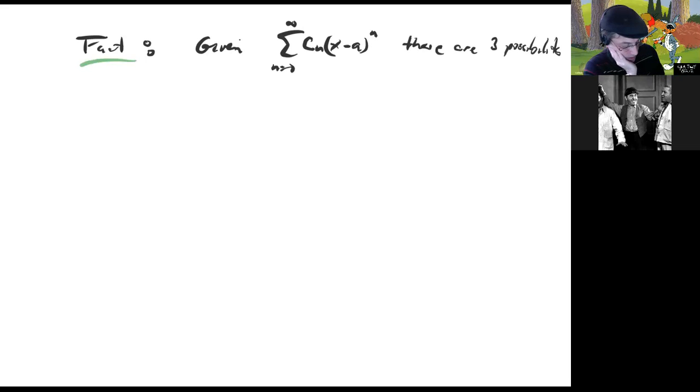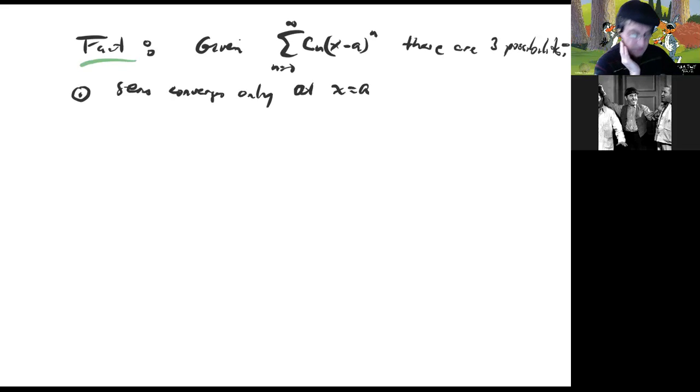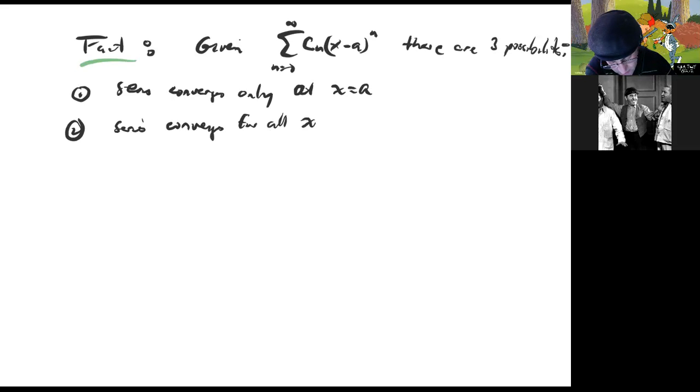Here are the 3 possibilities. Possibility 1 is that the series converges only at the value of x equals a. It certainly converges when x equals a, because if you stick in x equals a, you're going to get the series of zeros. Second possibility, the series always converges for all x in the real numbers.